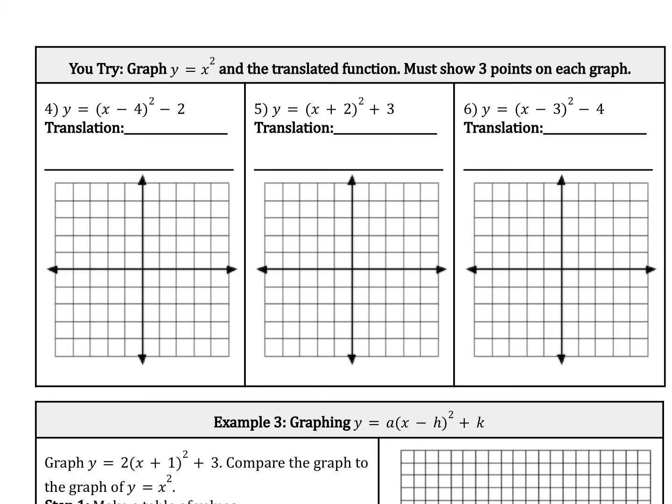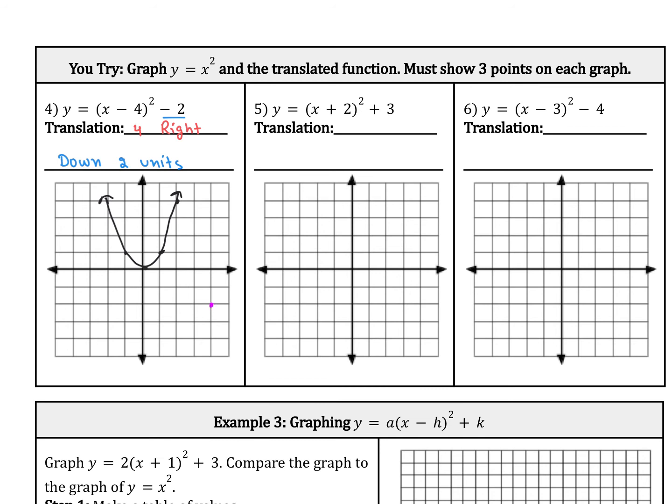You try problem for example 2, number 4. You're going to move the graph 4 units right, and then negative 2 means that you're going to move down 2 units. The original graph is always 0, 0, 1, 1, 2, 4, and from the original graph, you're going to move the graph 4 units to the right and 2 units down. So this is the point you're going to start the parabola from.